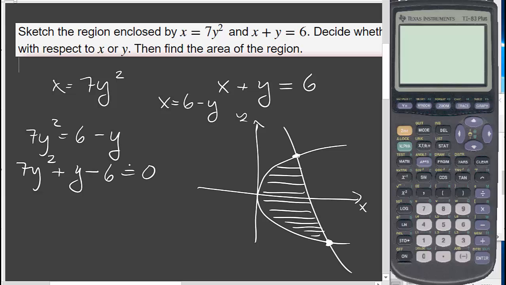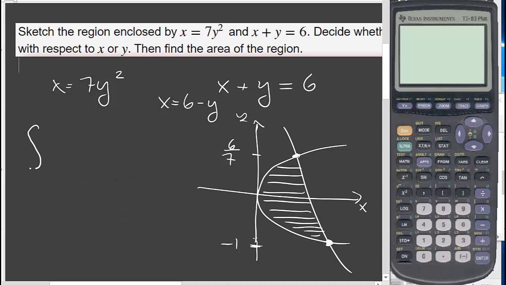And now this is a quadratic equation, which we can solve using the quadratic formula, and the result will be y equals -1 and y equals 6/7. So these are now the integral bounds. So here we have -1, and here we have 6/7. So now let's set up the integral.